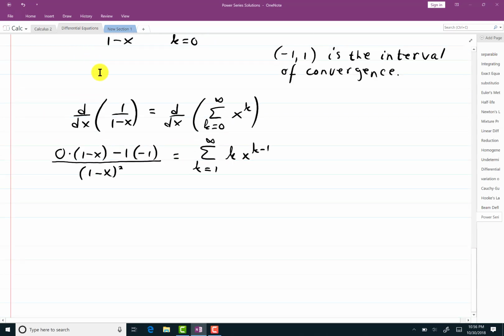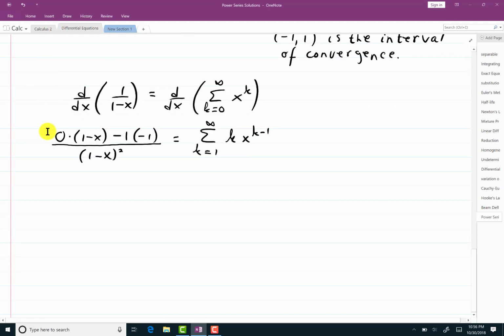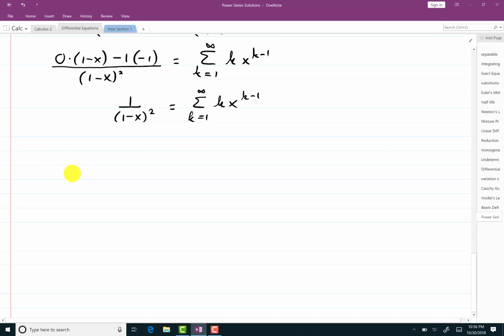So once you had the original series here, you can differentiate and integrate to your heart's content to get new series. Over here, all this stuff simplifies to 1 over 1 minus x, that quantity squared, and that's equal to the sum from k equals 1 to infinity of k x to the k minus 1. So it works just like we want. The k starts at 1 now. Now, as I mentioned, that is not always true.